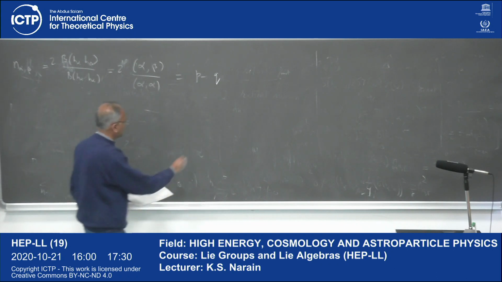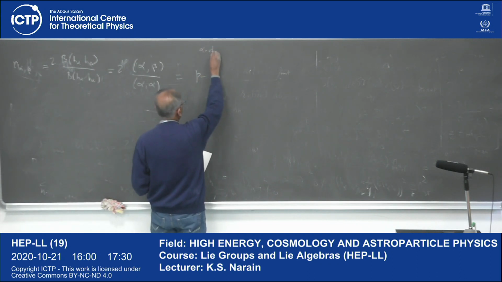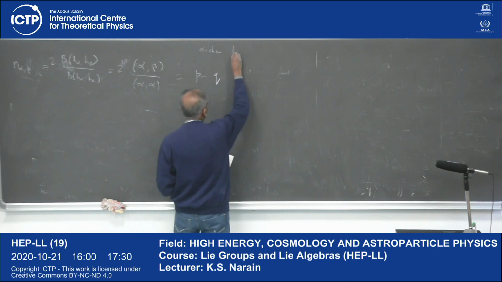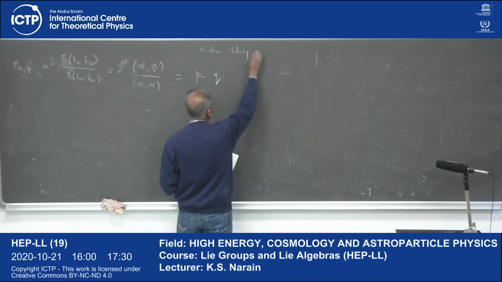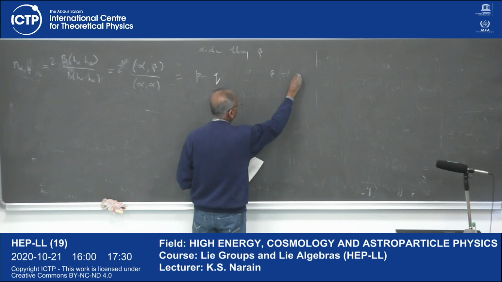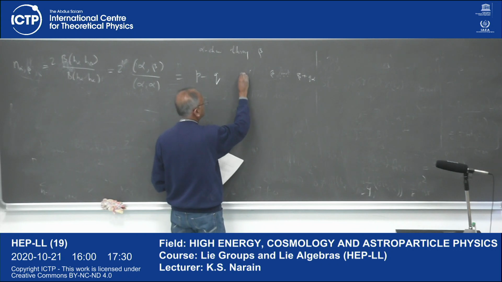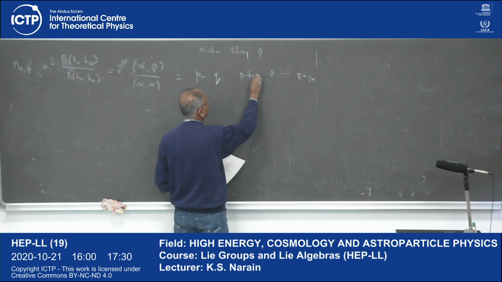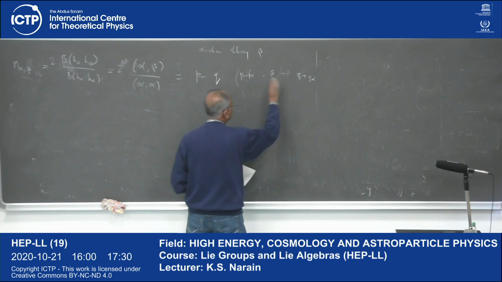So this was the alpha chain. We're looking at the alpha chain through beta, and we had beta plus Q alpha, and it goes down to beta minus P alpha. So this was the chain.